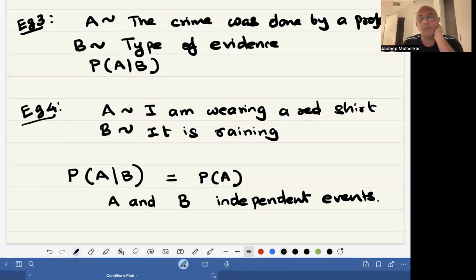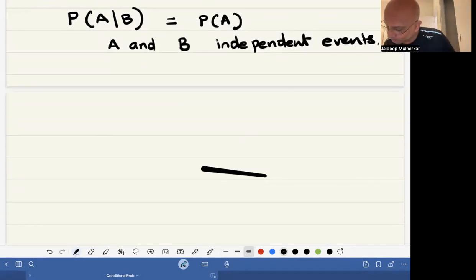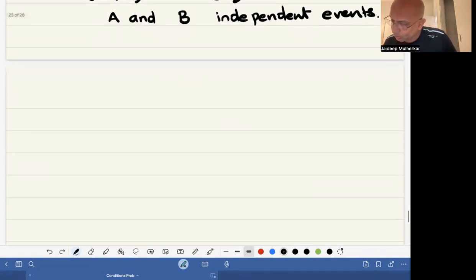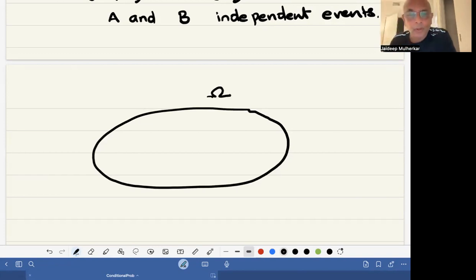Okay, so with these examples that we have given, we would like to then go on and try to define how to compute this particular probability. Okay, so let's see how we can compute that. All right. So let's look at a particular sample space. So let's say we have a particular sample space omega. I'm drawing it over here.